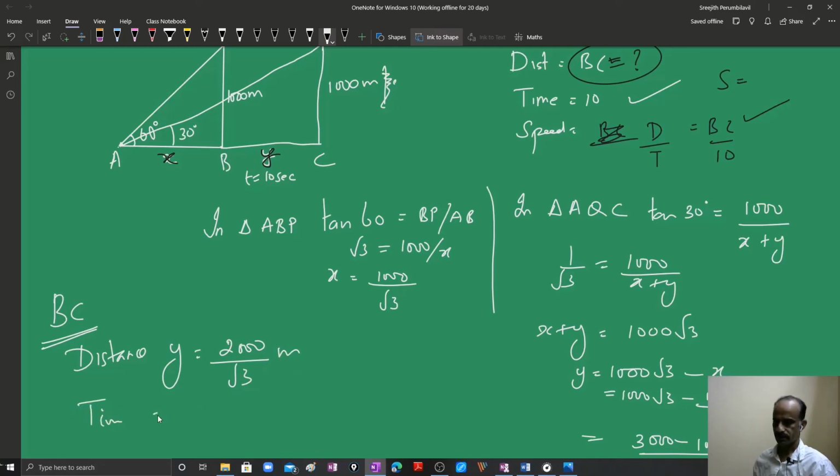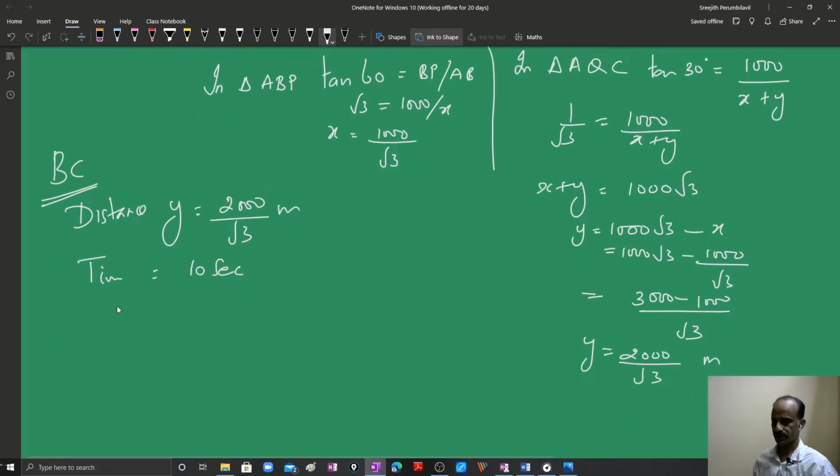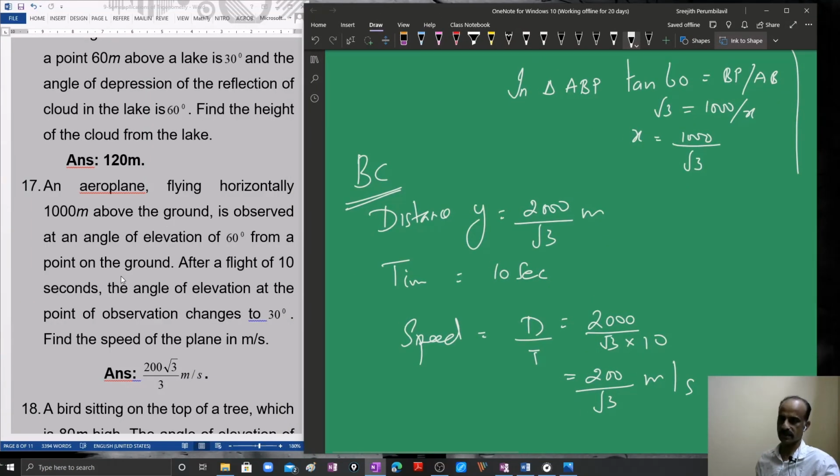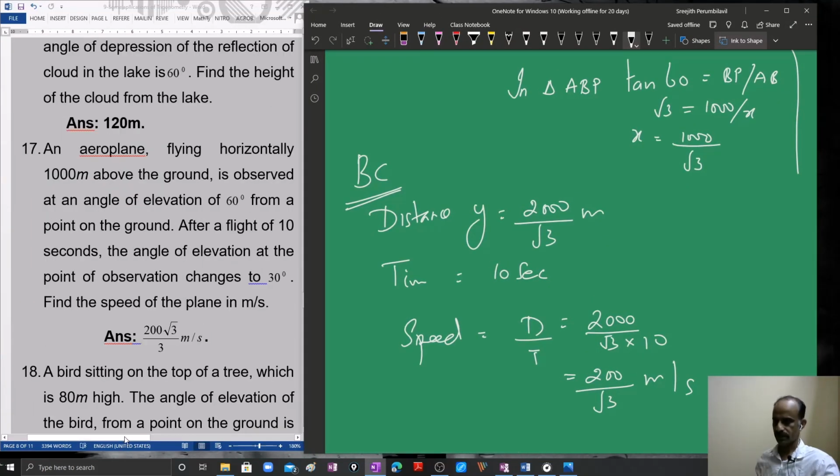Time T is equal to 10 seconds. You've been asked to find speed. Speed is equal to distance by time, that is 2000 by root 3 divided by 10, that means into 1 by 10, which is equal to 200 by root 3 meters per second. That's it. Now we'll go for the next one.